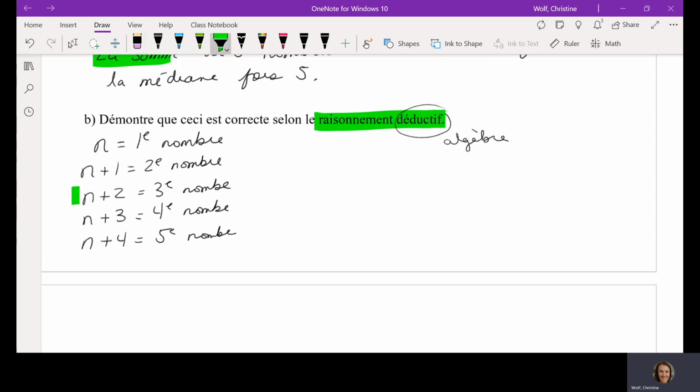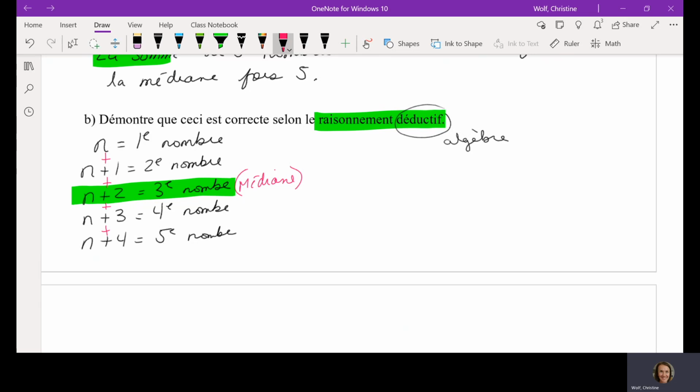Et aussi, j'allais indiquer que celui-ci, celle au milieu, ça c'est la médiane. Right? The middle number, c'est toujours la médiane. So, je veux prouver que la somme, when I add these all up, so la somme de tous ces 5 nombres est égale à 5 fois la médiane. So, this is how we'd write that.